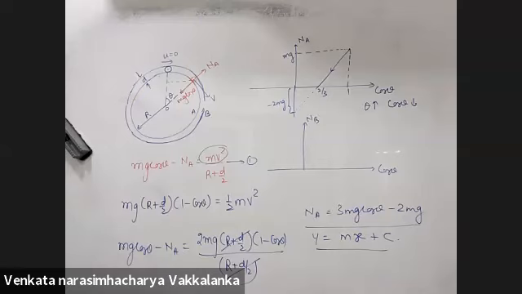So in the second case, mg cos theta will complement Nb, right? They both will be in the same direction. Both will together provide the centripetal force.